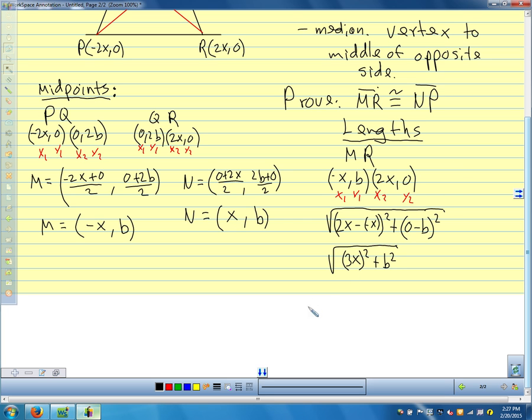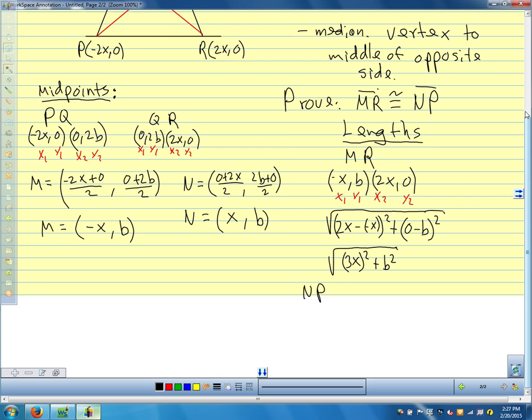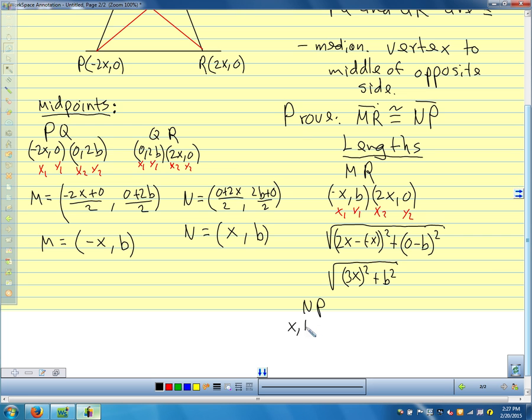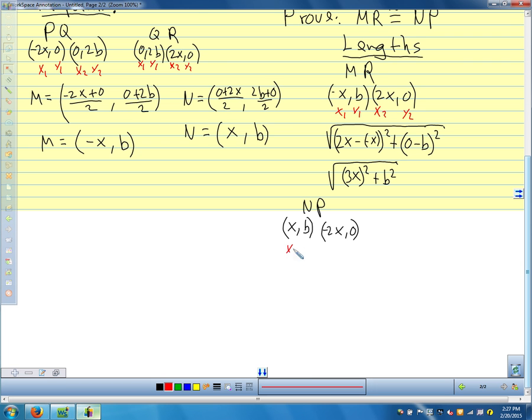Now we're almost done. The length of NP. So the point N is x, b, and point P is negative 2x, 0. Label those x1, y1, x2, y2, and we're going to calculate our length there. We're trying to show that they're the same. So x2 minus x1, negative 2x minus x, squared, and y2 minus y1, 0 minus b, squared.